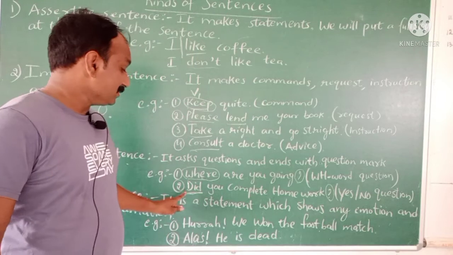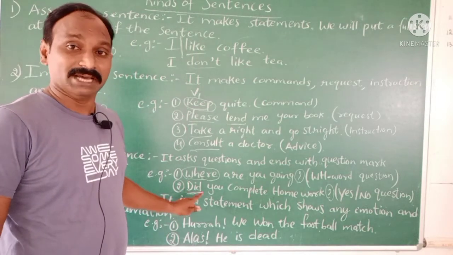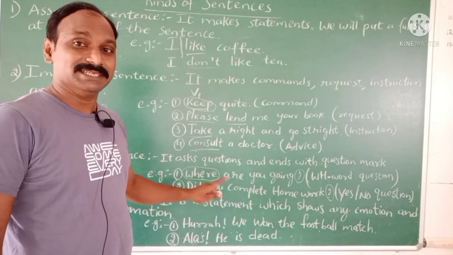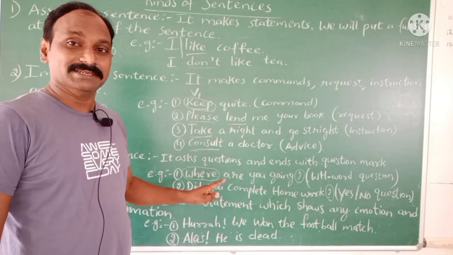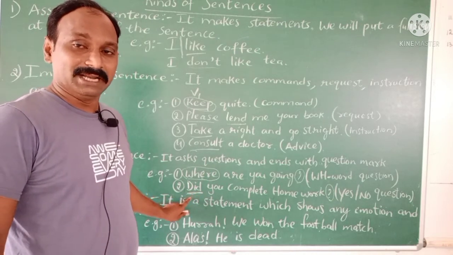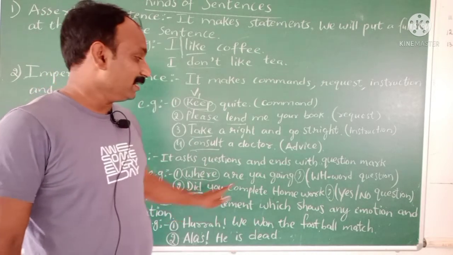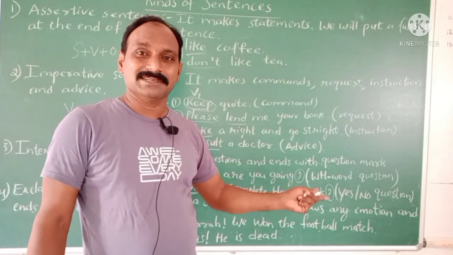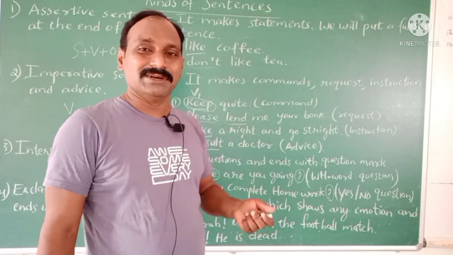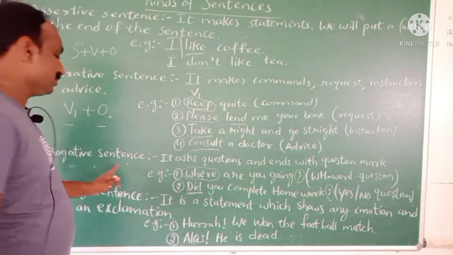So here, helping verb: did you complete, have you completed your homework, did you go to Hyderabad, did you see that, did you find that, did you read, like that. When we ask questions with the helping verb did and end with a question mark, the answer is either yes or no. Those sentences are also called interrogative sentences.